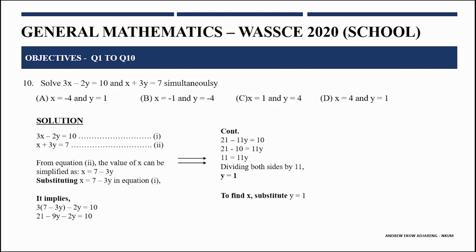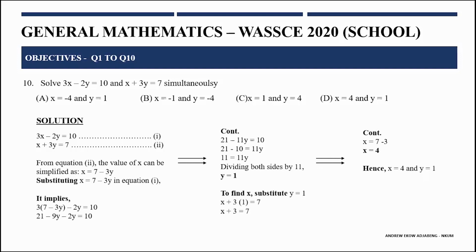Now let's find x. Since we now know y, we can use any of the equations to obtain x. In this case, let's use equation 2. So in equation 2, we have x plus 3y equals 7. We substitute the value of y, which is 1, into that. Then we get x plus 3, all in bracket 1, equals 7. We have x plus 3 equals 7. This implies that x equals 7 minus 3, because we want to make x the subject. X is now 4. Hence, our x and y is 4 and 1 respectively.